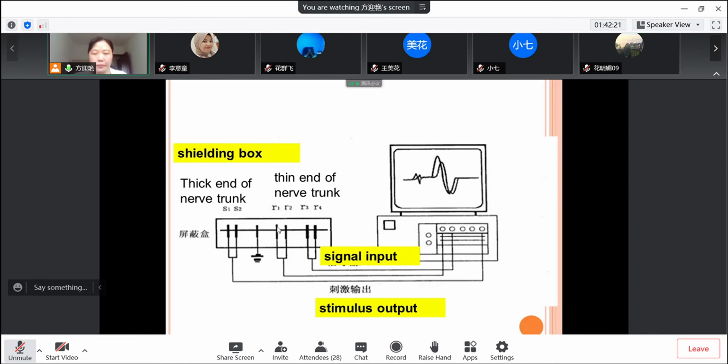Here we can see the distance between these two points, the A point and the B point, is about 1 centimeter. We should know this distance. This distance is also about 1 centimeter between the different points.